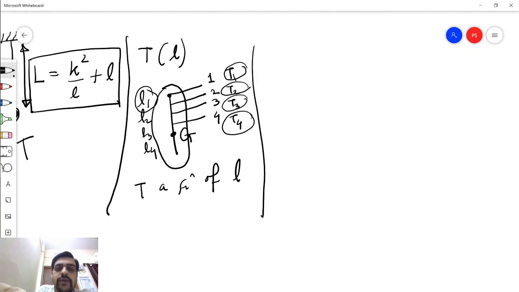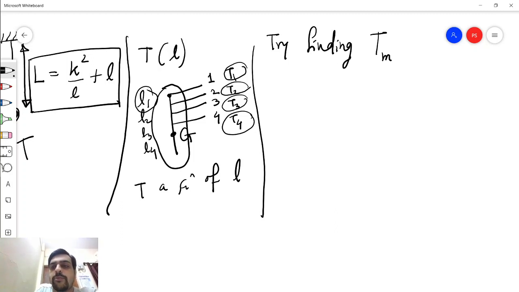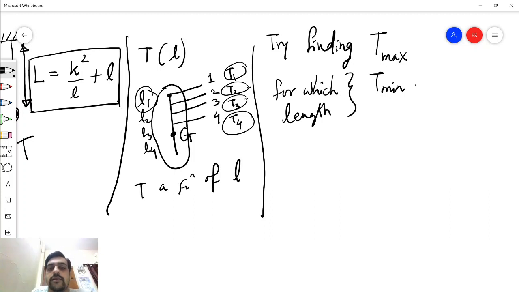So we can try to find out a possible maximum value of t and a possible minimum value of t, that is, the lengths corresponding to t max and t minimum. So for which lengths L does this body offer maximum time period and minimum time period? For that, again we will use another principle from calculus.